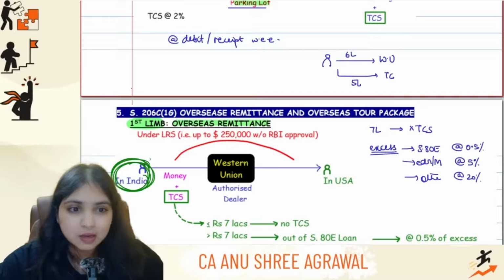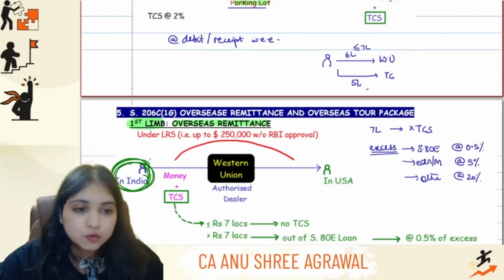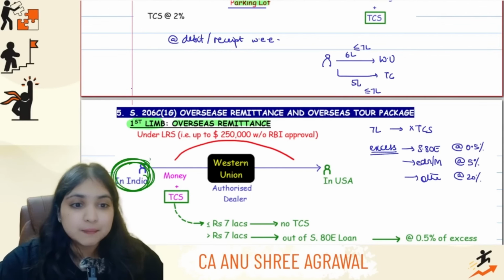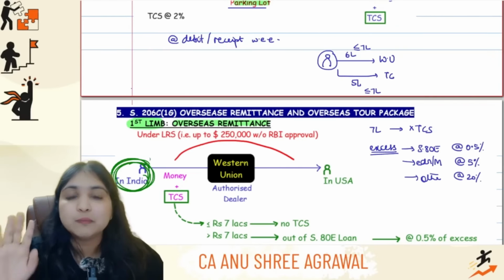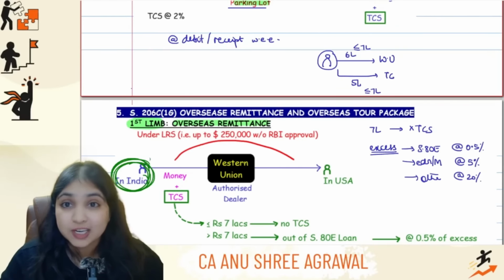So can he say that even over here it is within 7 lakh rupees, hence no TCS? Can he say like that? No, he can't say like that. Basically, Mr. Blue, listen. Total whatever overseas remittance you're making during the year, total put together up to 7 lakh, you can enjoy the exemption.